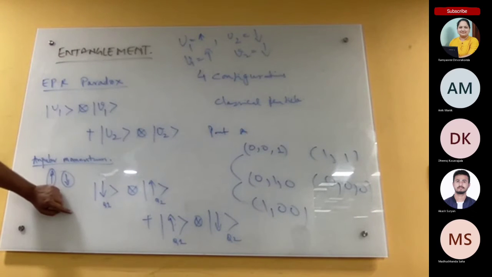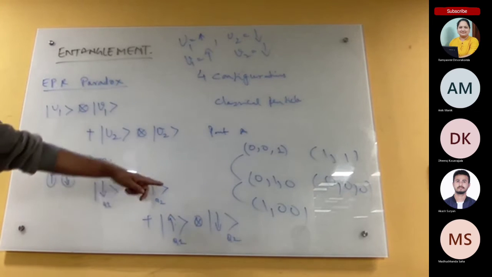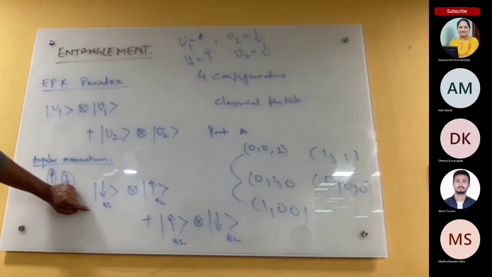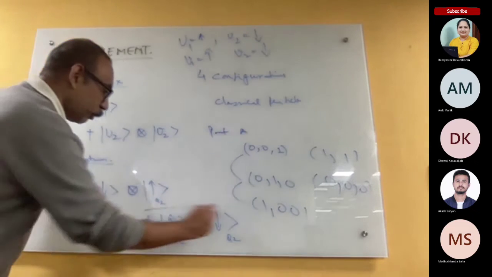So if you have a state like this, what does this mean? It basically means if somebody who has qubit 2 measures and that turns out to be positive, then automatically qubit 1 has to become down. The spin has to be down, because once you measure and Q2 comes up, this is ruled out, right?